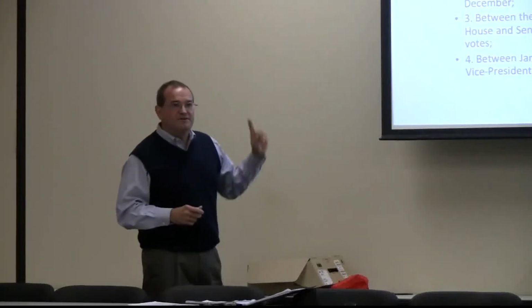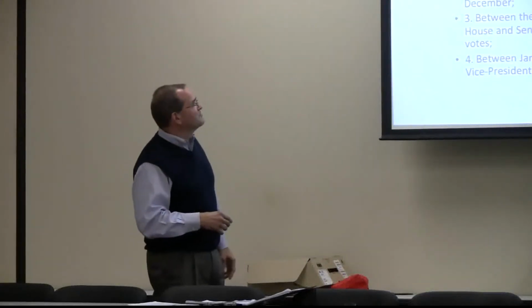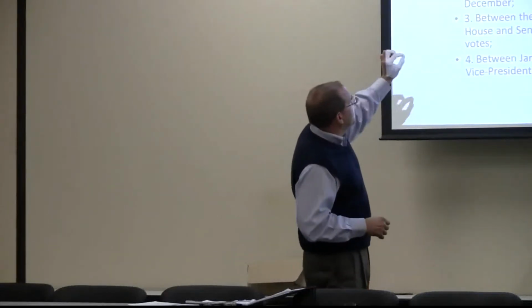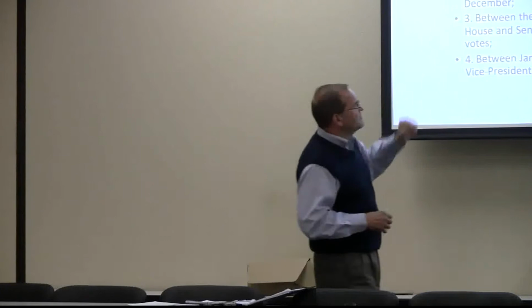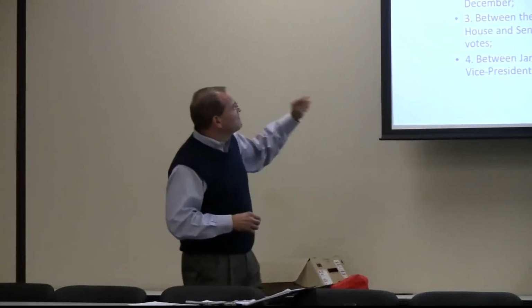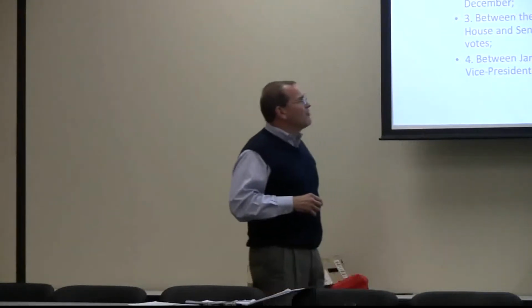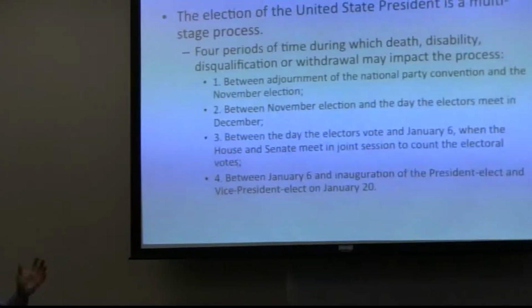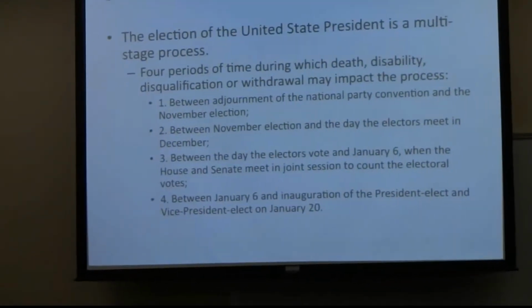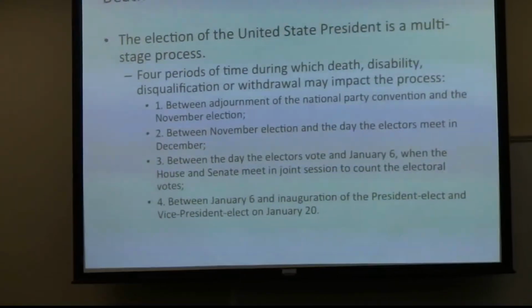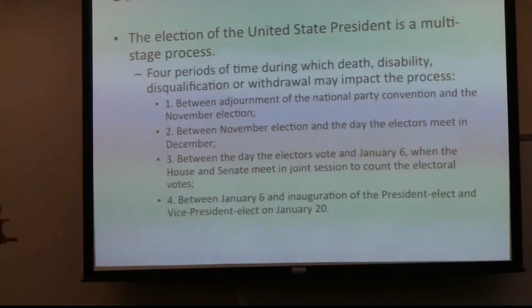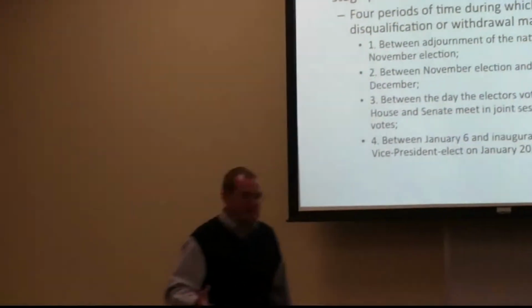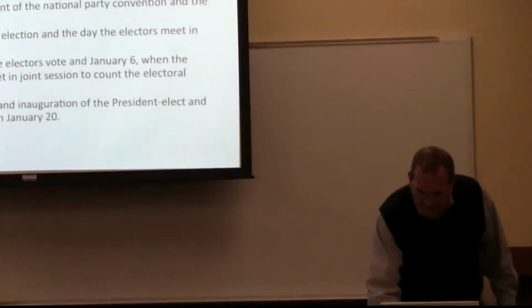Then there's a period between the November election and the day the electors meet in December. We talked about that. That's the second Wednesday after the first Monday, or whatever that was. Then we have a period between the day the electors vote in December and January 6th, which is when the House and Senate meet in joint session to count the electoral votes. Then we have a 4th period between January 6th and the inauguration of the president-elect and vice president, which is on January 20th. So the question that Senator Derrick asked was, what happens if a candidate dies after the election but before they're inaugurated? But taking that question and honing it down, there are 4 different periods that are of concern in this process, and it's addressed slightly differently in these different periods.